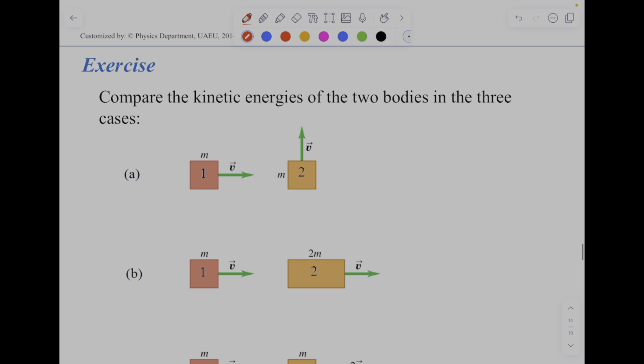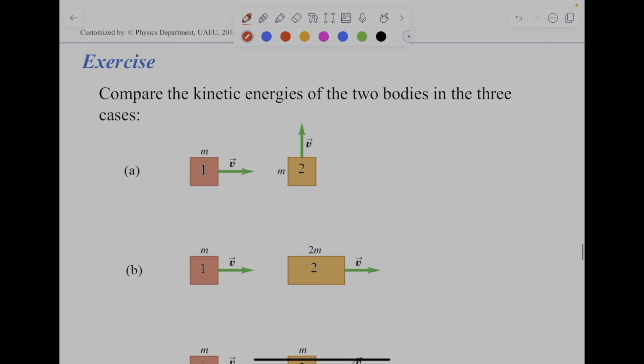So compare the kinetic energies of the two bodies in the three cases. This is mass m, moving in this direction, and this is moving in this direction. So this has the kinetic energy K1, which is 1/2 mv squared. Sorry, K2 is 1/2 mv squared. Both have the same velocity v and the mass m, so their kinetic energies are equal.